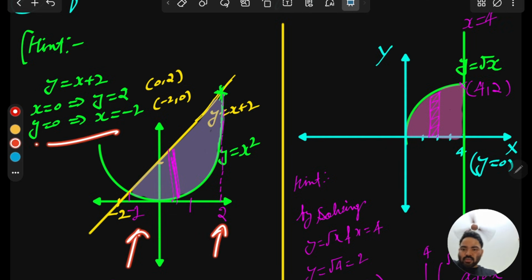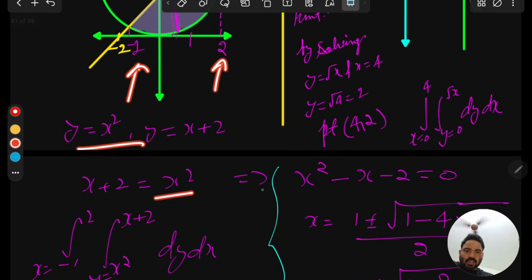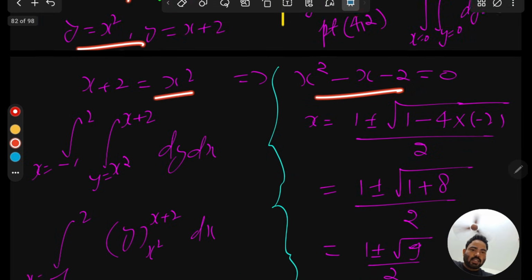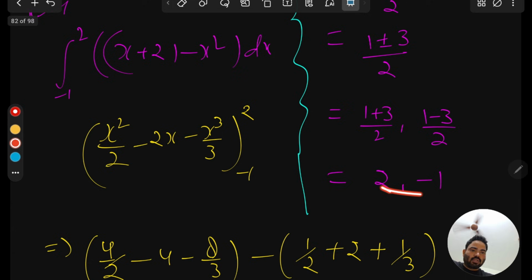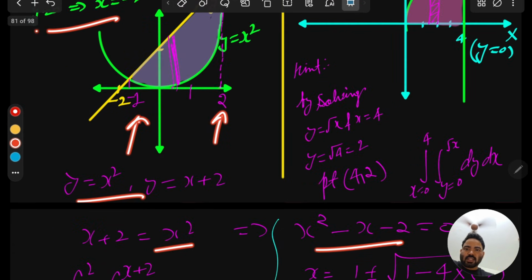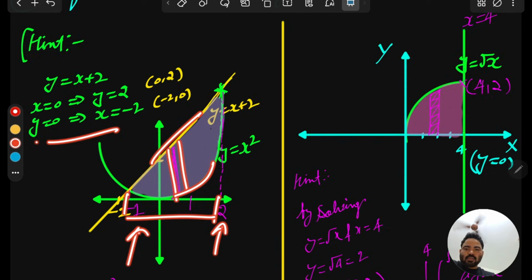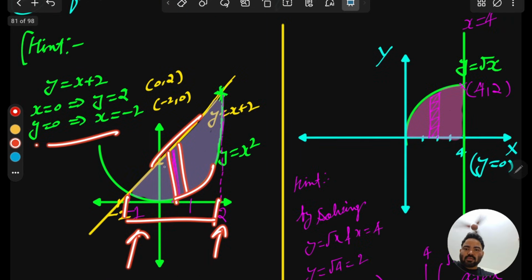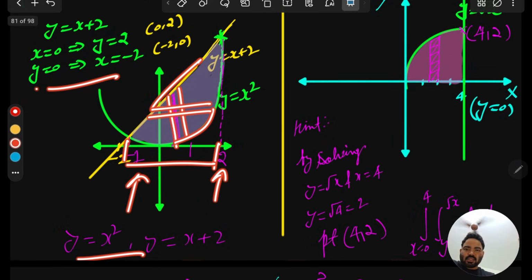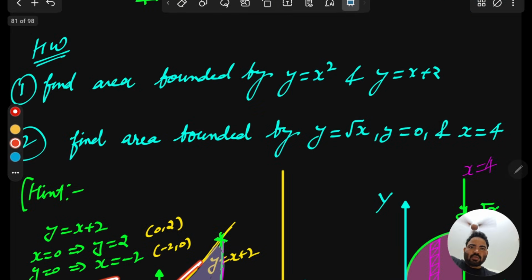If you solve the equation, this is a quadratic equation, easily you can solve. So you will get 2 comma -1. So 2 is on the positive side and -1 is on the negative side. So x is -1 to 2, and y is moving on the lower side x square, and the upper side is moving along with this. So you can easily do it by this. Also you can do it like this. Any of the ways, it's up to you. I'm not going to do too many complex things.